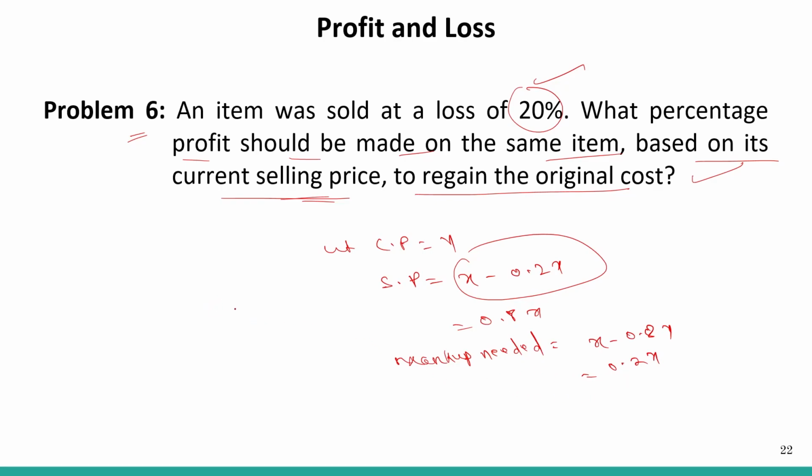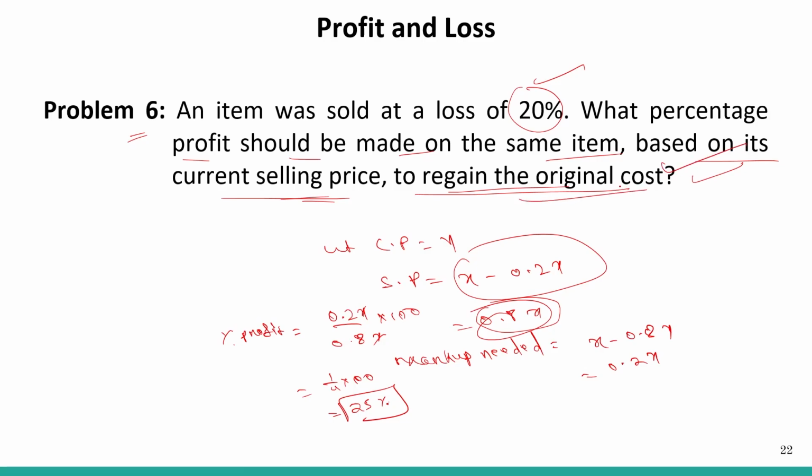So profit percentage. It tells us that, what percentage profit? So percentage profit is equal to profit over cost. Profit is equal to 0.2x. This much amount of profit we need, on a cost price of this much amount, 0.8x. So it will be 0.2x over 0.8x into 100. So x cancels out. So 1 by 4 into 100, which is equal to 25%. So 25% markup or profit we need on this price so that we can regain the original cost.